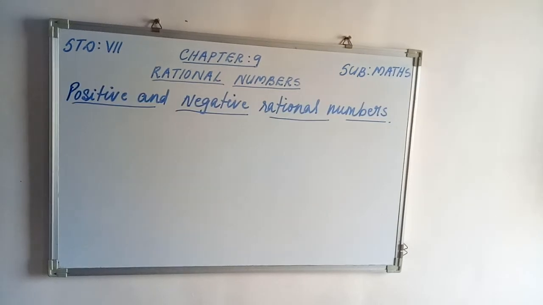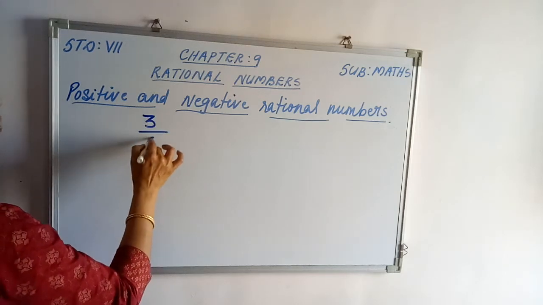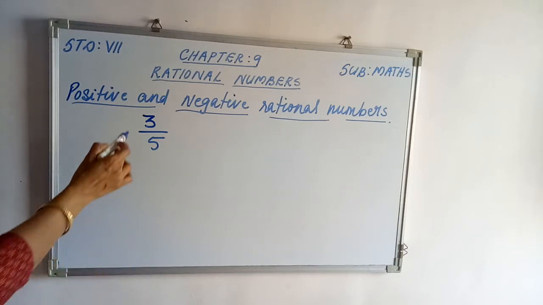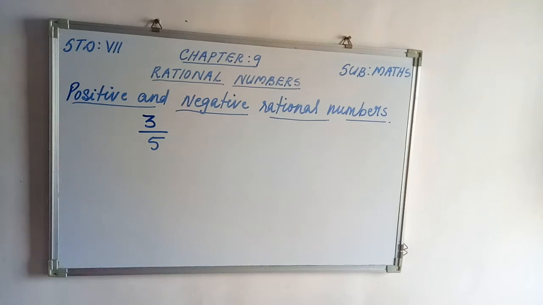Now, positive and negative rational numbers. What are positive rational numbers and what are negative rational numbers? In a rational number, if both the numerator and the denominator are positive or both are negative, then the rational number is positive. Here I am writing a rational number 3 upon 5. In this rational number 3 upon 5, both the numerator and denominator are positive. 3 positive, 5 also positive. So, this is an example of a positive rational number.